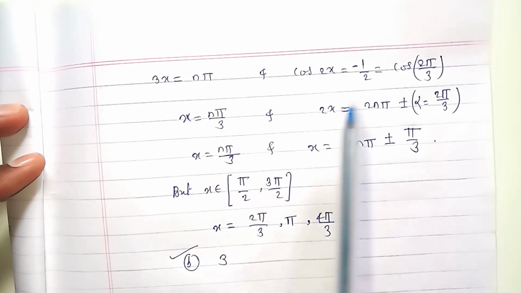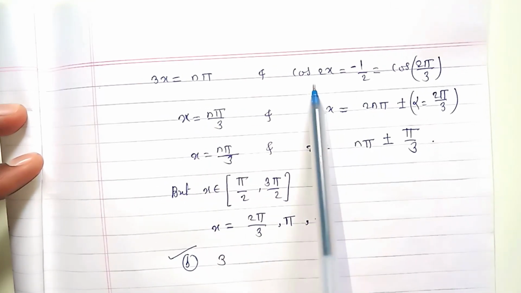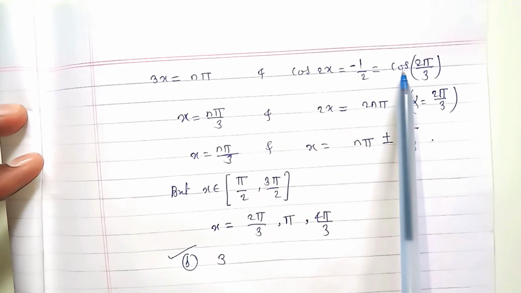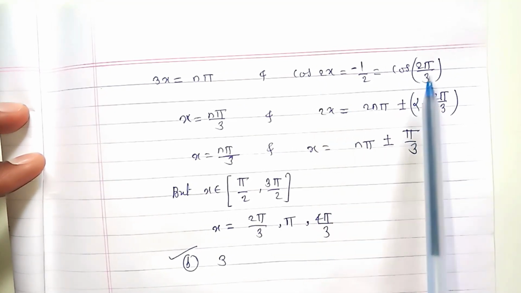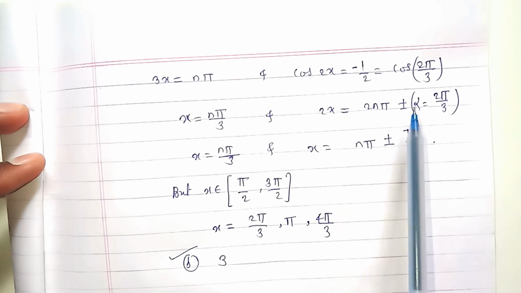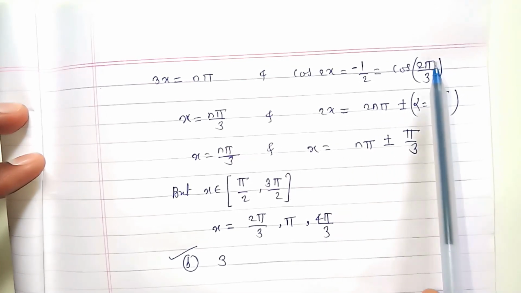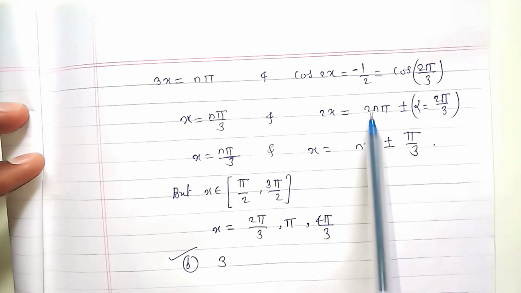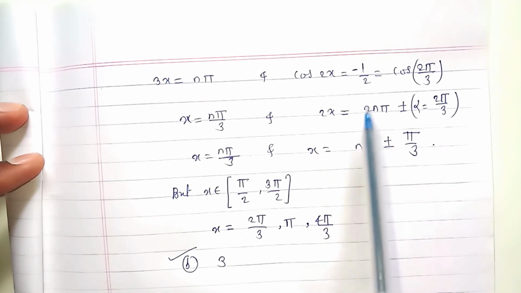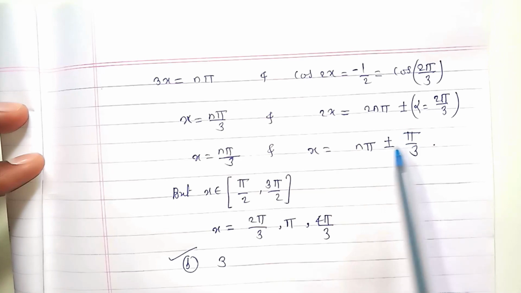So x is equal to n pi by 3, and for 2x, when cos theta is equal to cos alpha, we write theta is equal to 2n pi plus or minus alpha, where alpha is 2 pi by 3 and theta is 2x. Now substitute these values: 2x is equal to 2n pi plus or minus 2 pi by 3. Now take the 2 to the outside. We want the value of x only.